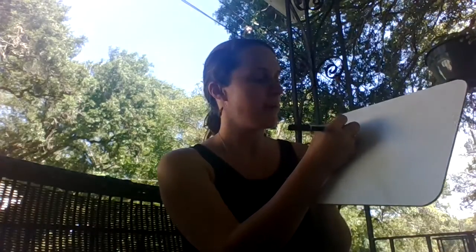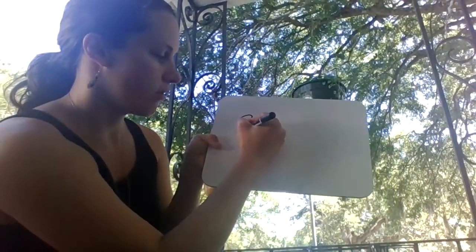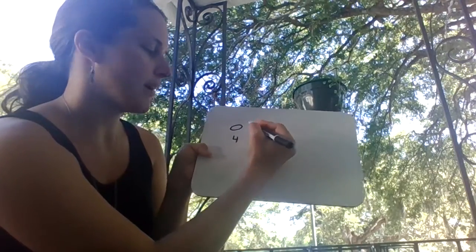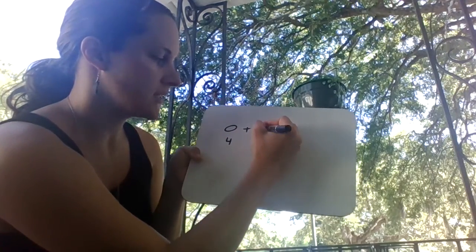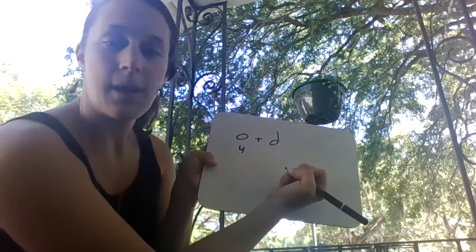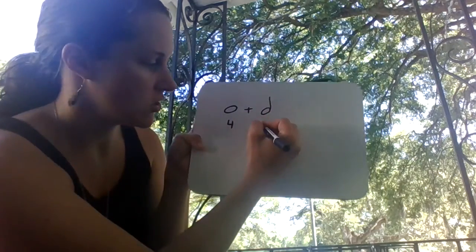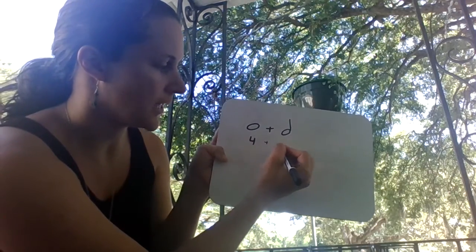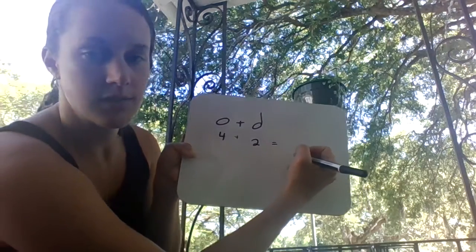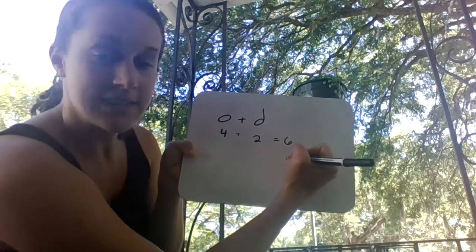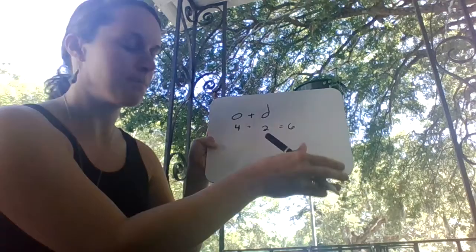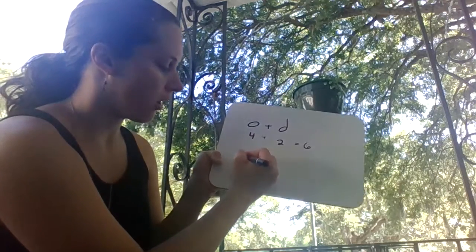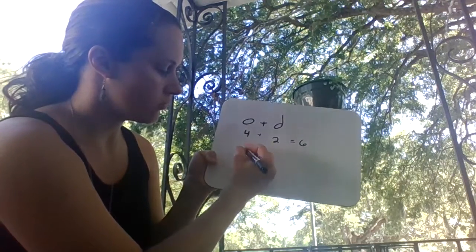If I have my whole note, let me move to where you can see me. I have my whole note that is worth 4 beats. If I have my whole note plus a half note, how many beats is a half note worth? 2. So if I have 4 plus 2, that equals 6. Let's try another. We have our quarter note.